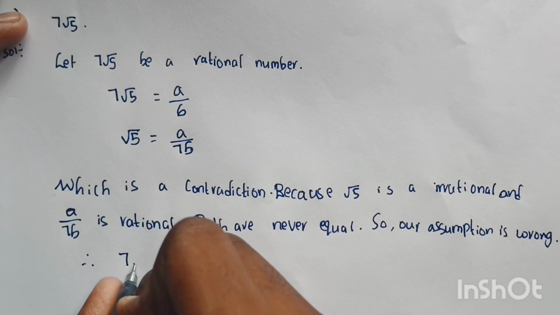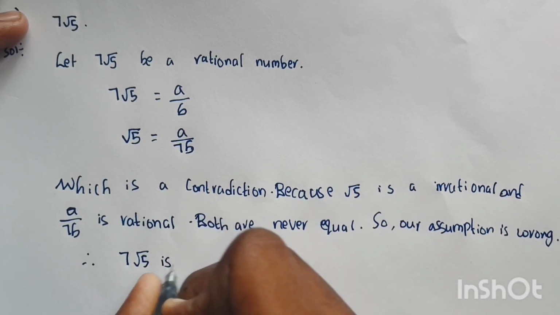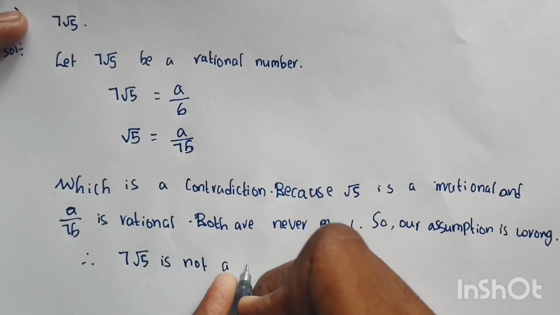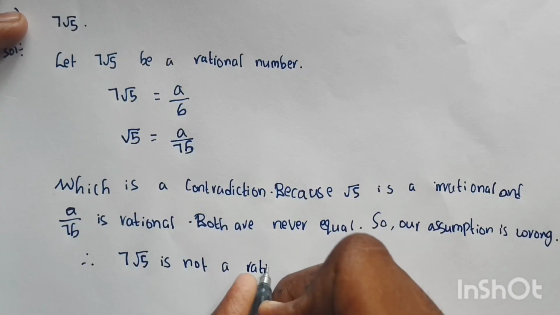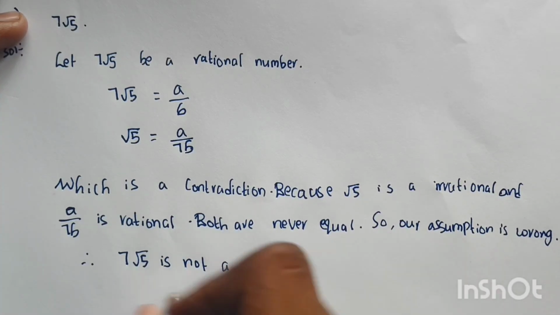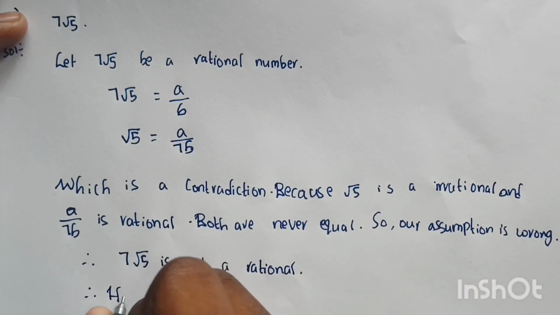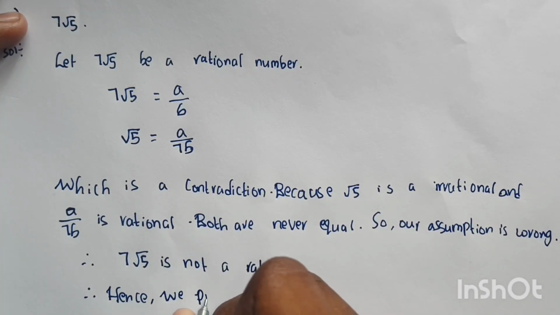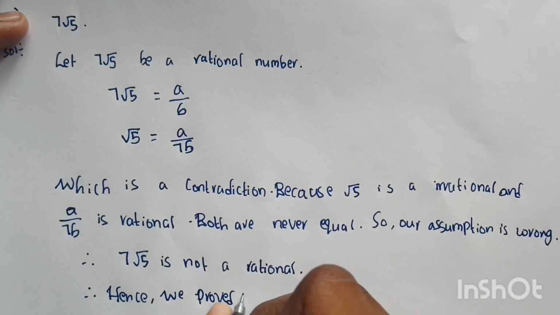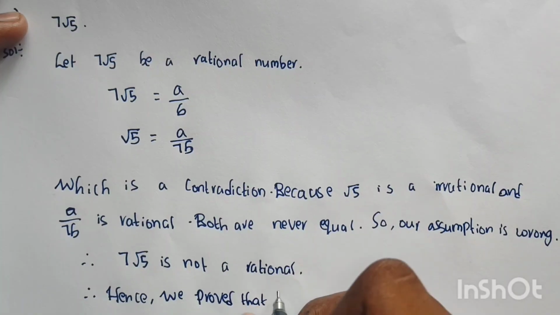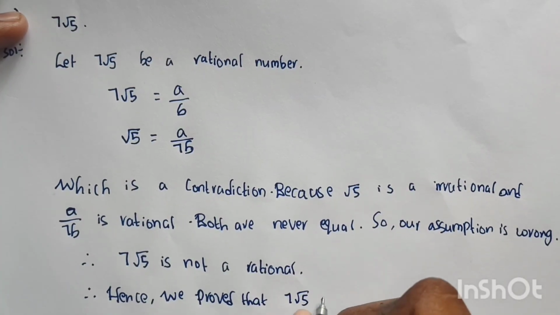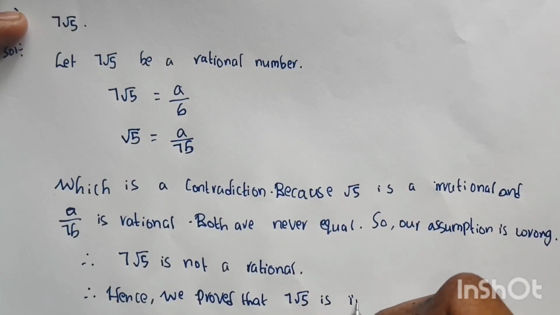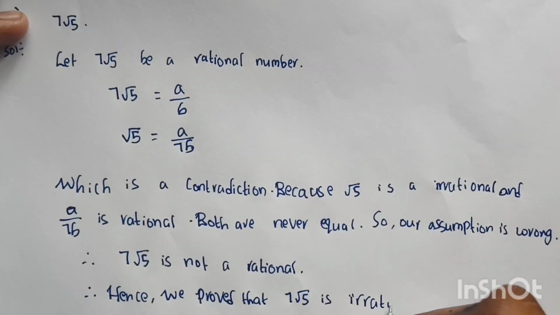Therefore 7 root 5 is not a rational. Therefore hence we proved that 7 root 5 is irrational.